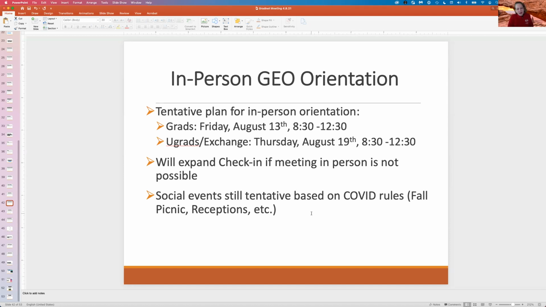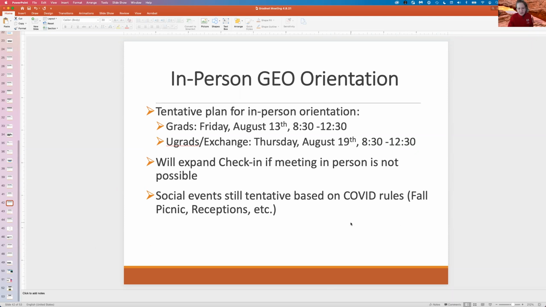So for graduate students, that's going to be Friday, August 13th from 8:30 to 12:30. We'll answer the most fundamental questions in person. We'll do a little bit of group exercises so that people get to know others. We have our undergrads in exchange on the 19th. And if those are not possible, we're going to expand our check-in to be a little bit longer so that we can cover more topics that we would have covered in the orientation.